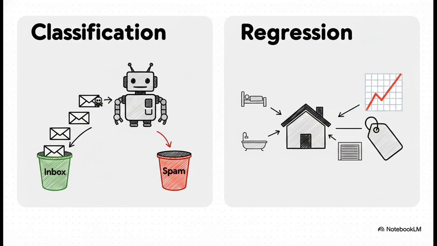Classification is all about putting things into buckets. Is this email spam or not spam? Is this a cat or a dog? Regression, on the other hand, is about predicting a specific number. What's the temperature going to be tomorrow? What's the price of this house going to be? One sorts, the other predicts a value.